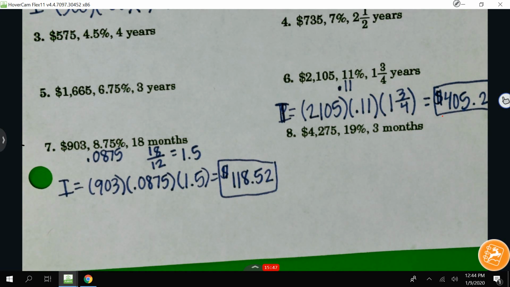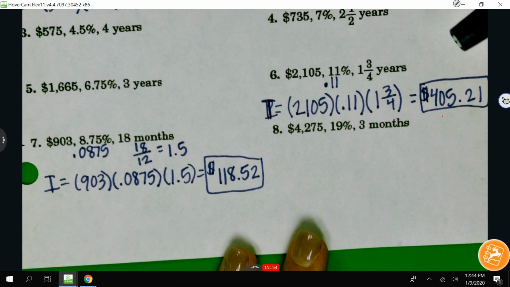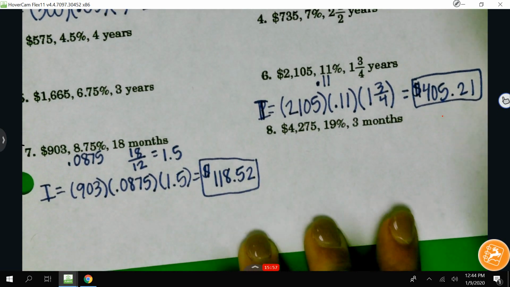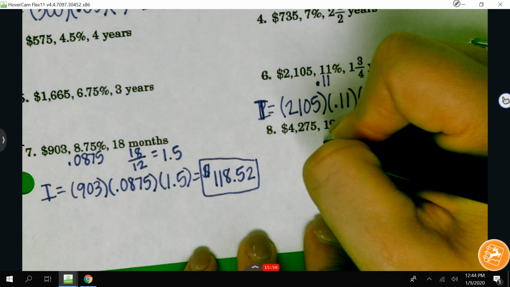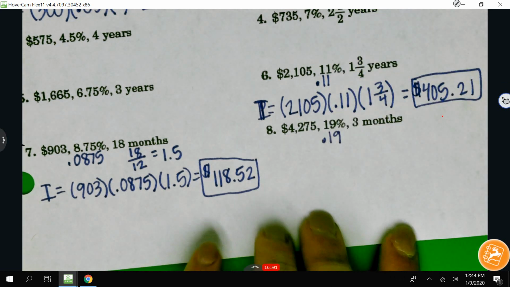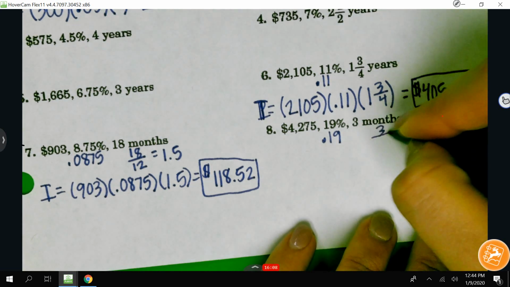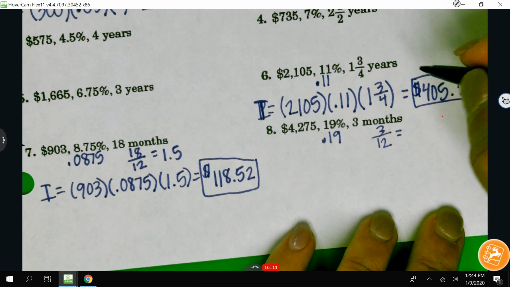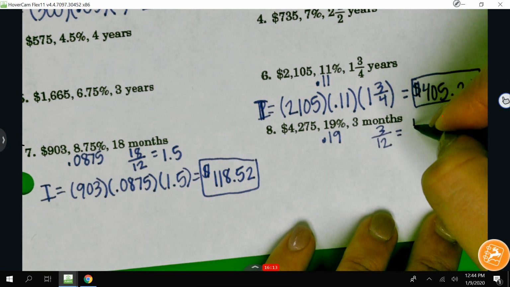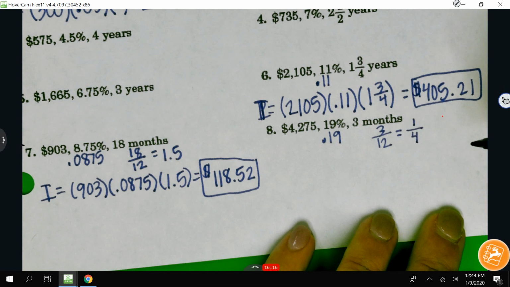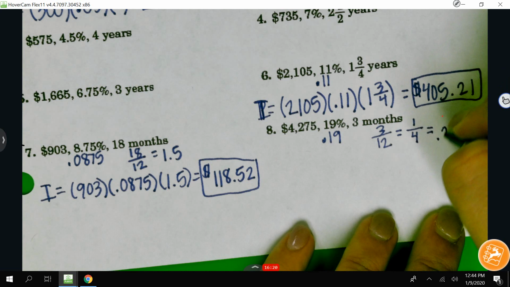Good? Okay, last one, number 8. What does my percent become? 0.19. My time is 3 months, so what do I do there? Divide it by 12. So it's simplified. 3 divided by 12 is 1/4, right? And we should know what 1/4 is as a decimal. 0.25. Good.